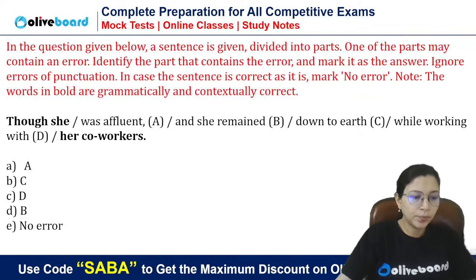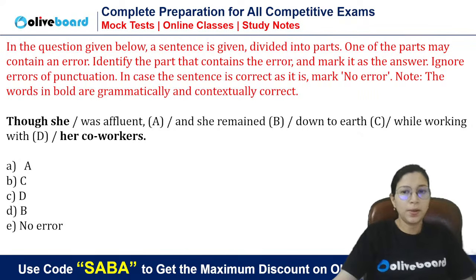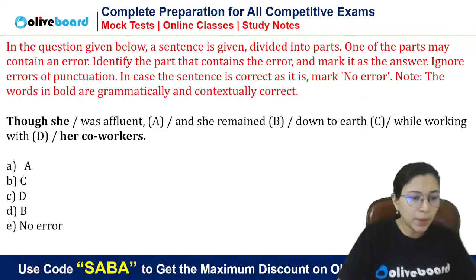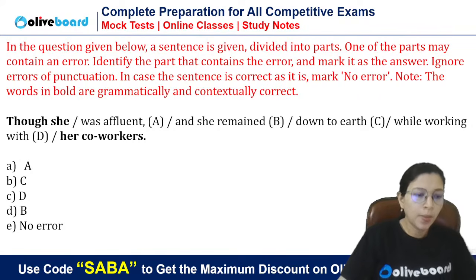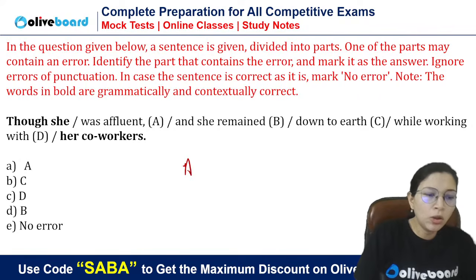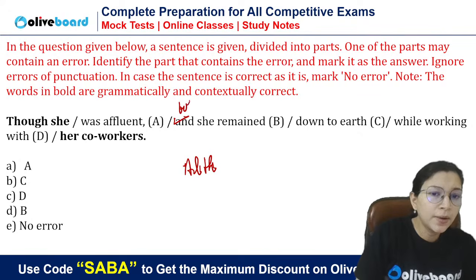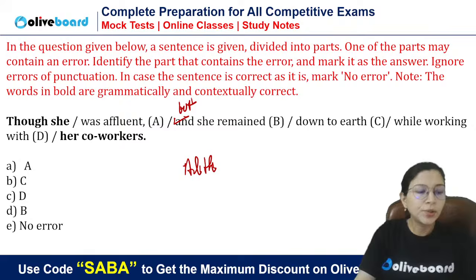What is the error? What is the error? BD or DB? Some are saying DB, some are saying BD. See, we know that although, though is never, but will also not come. See, if I write here but, will it be right? Can I write here but?